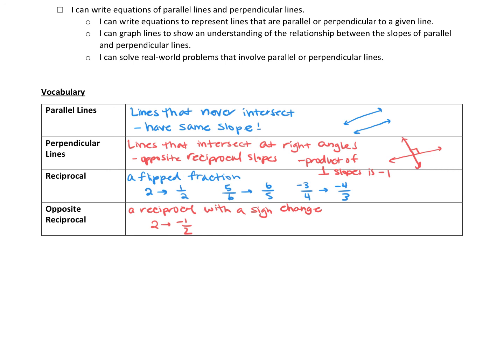2 times -1/2 is -1. If we have 5/6 as our slope, the opposite reciprocal, that's a positive slope, so we'll make it negative, and we flip it, -6/5. If we multiply those two slopes together, you'd get -30/30, which is -1. And then last, if our slope is -3/4, if we want the opposite reciprocal, we flip it and change the sign. It's going to come out positive, positive 4/3.